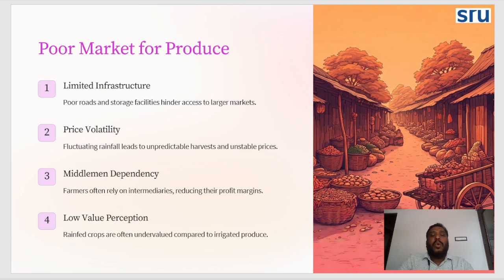Next is the low value perception. Rain-fed crops are often undervalued compared to irrigated produce. Due to the perception and taste of the people and the changing markets, the value given to the crop is also less. So that's how it produces a poor market for the produce or the yield. This poor market for produce is one of the important characteristics of rain-fed agriculture.